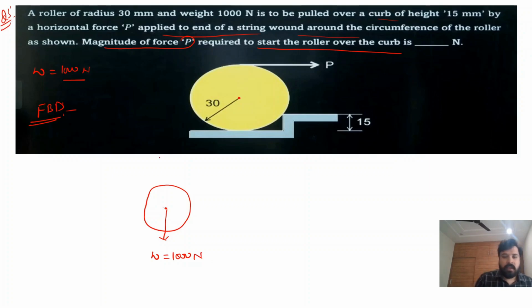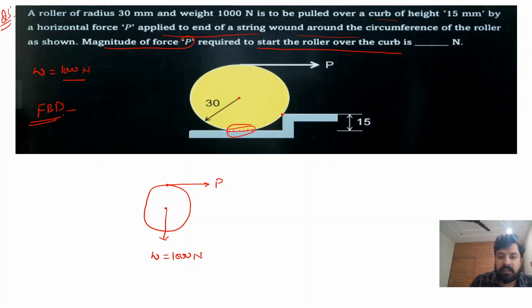Weight always acts in the downward direction. Now there is a horizontal force P, which is applied to start rotating the roller over the curve. As soon as the block tries to rotate, first its contact point from here will end, and the contact point will be established over there. The roller starts to move. So firstly there is a separation between these two surfaces.